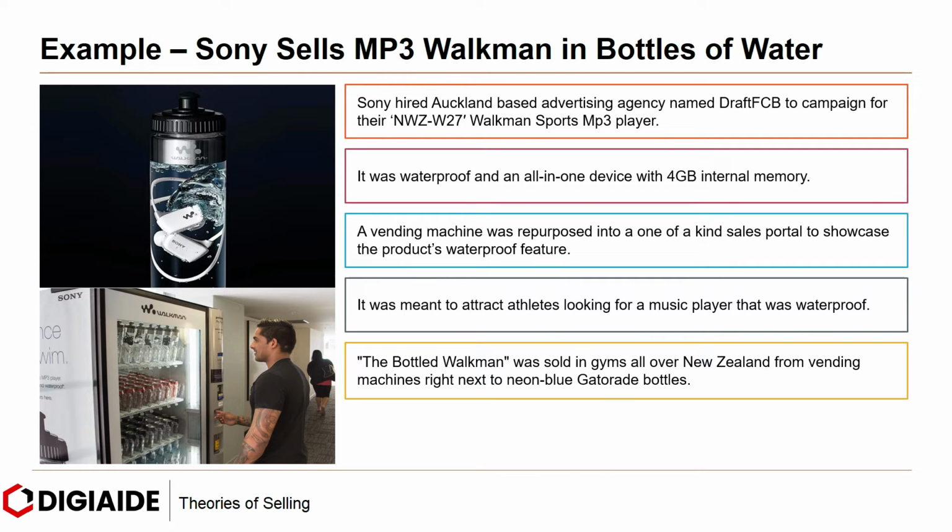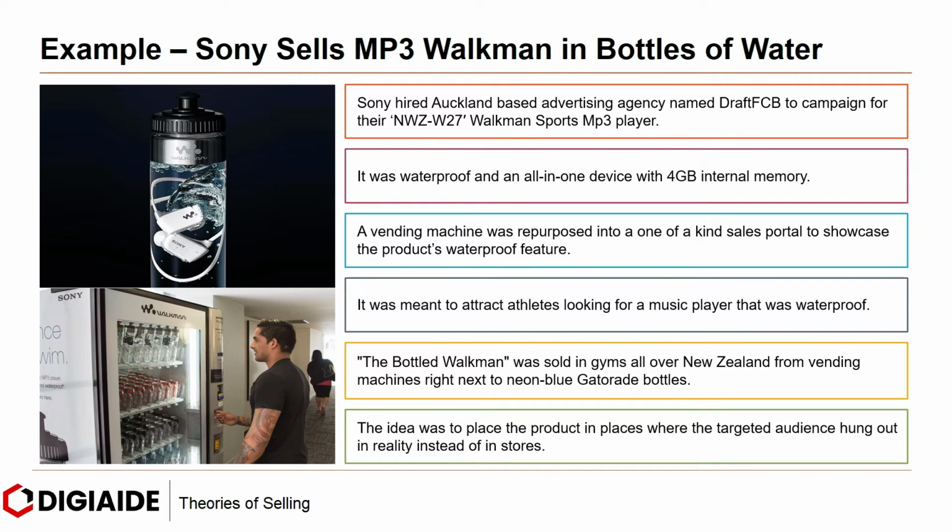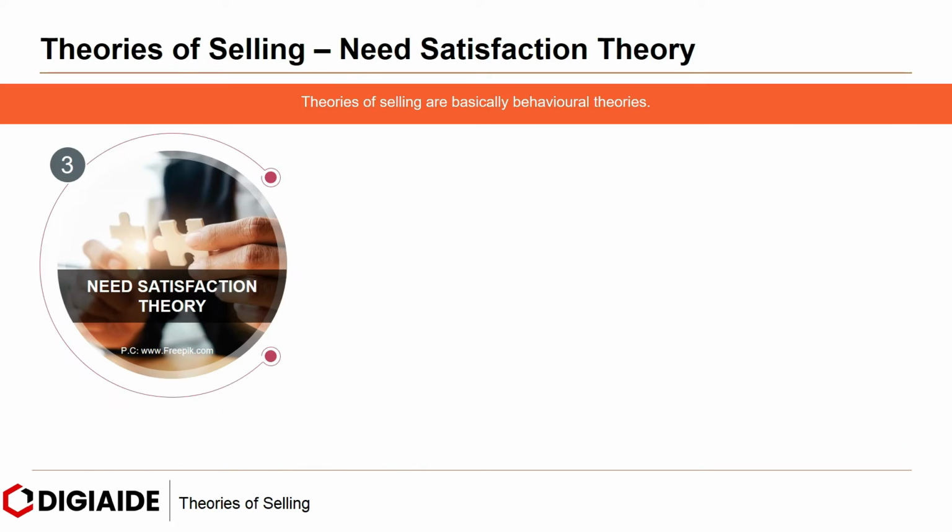The bottled Walkman was sold in gyms all over New Zealand from vending machines right next to neon blue Gatorade bottles. The idea was to place the product in places where the target audience hung out in reality instead of in stores. Therefore, this particular example is the perfect demonstration of a product orientation theory explaining the waterproof feature of Sony Walkman. Next, and the final theory is need satisfaction theory.